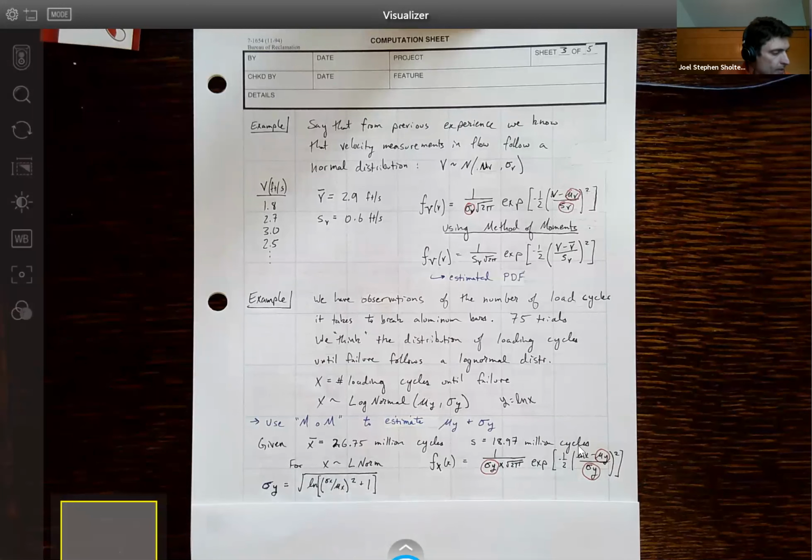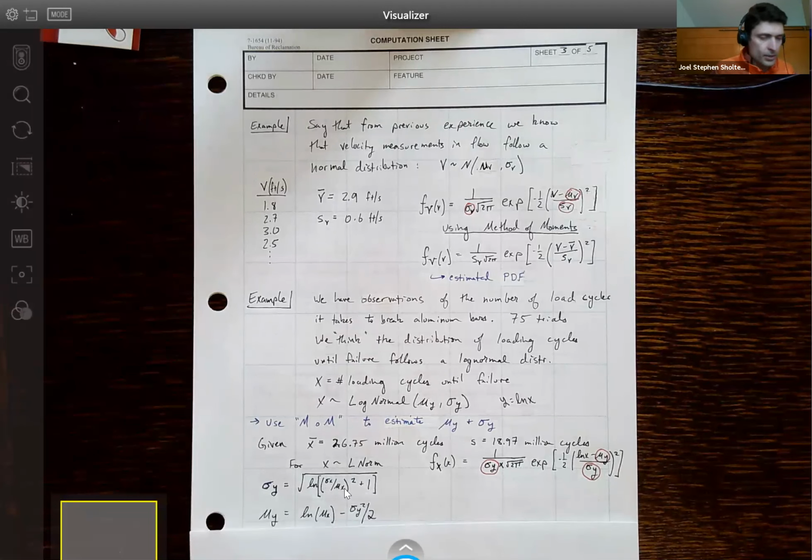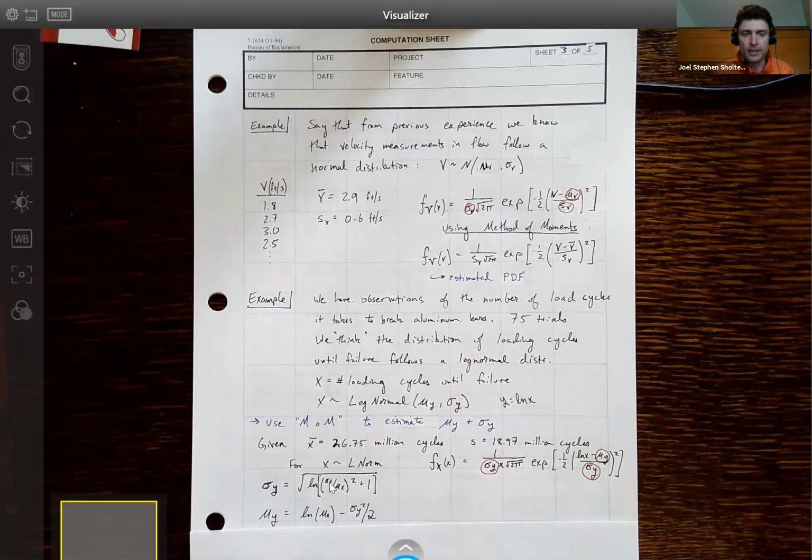So using the method of moments, this is a little bit different than what your book shows, but it ends up being the same. Sigma y is going to be a function of sigma x and mu x. And then mu y is going to be a function of mu x and sigma y. So just keep track of what the y's and the x's are. In this case, the x is the original data, and the y is what we're calculating for the log normal distribution. So we would estimate sigma y first based on the standard deviation and mean of x. And now that we know sigma y, we can calculate our mu y.